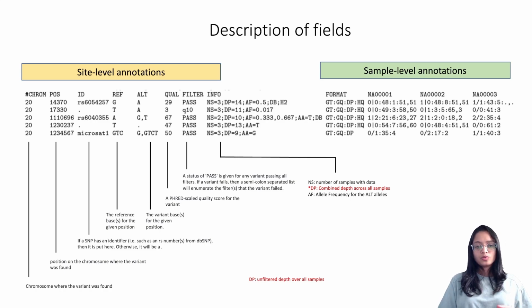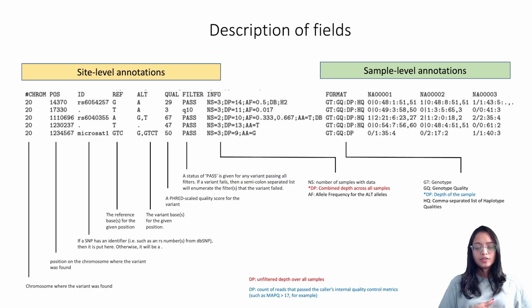Now, finally, moving on to the sample level annotations, starting with the column FORMAT. The FORMAT column holds a colon separated list of abbreviated categories, and these are descriptive of the samples. If you want to know what each of these abbreviations means, you can again refer to the metadata section, to the line starting with FORMAT, to get an idea of what these abbreviations stand for and what values they expect. The colon separated list usually begins with GT, that is genotype, and here we have genotype followed by genotype quality, followed by depth, followed by haplotype quality.